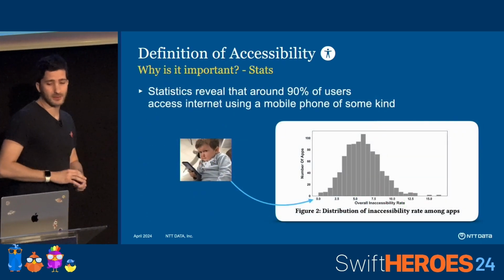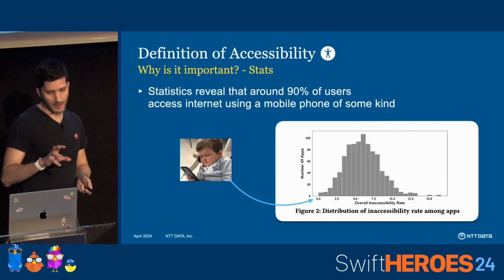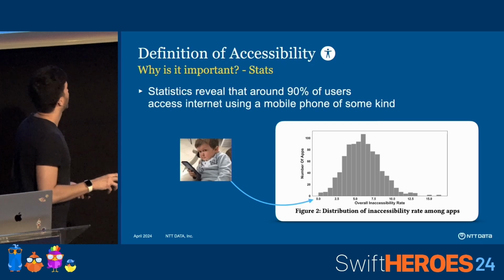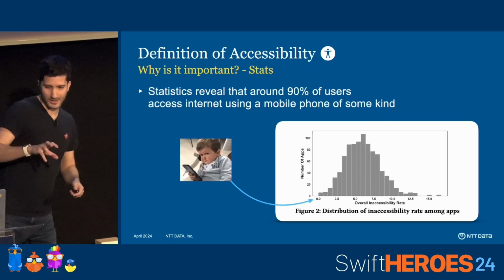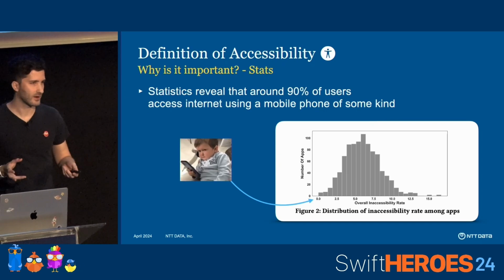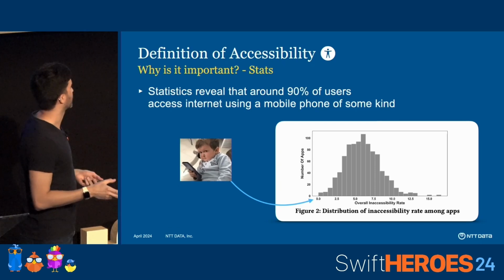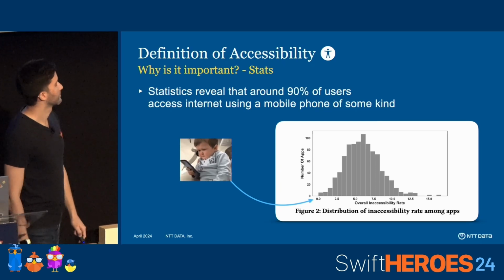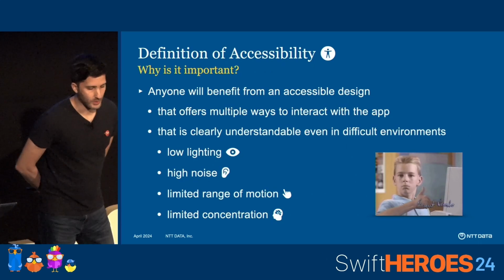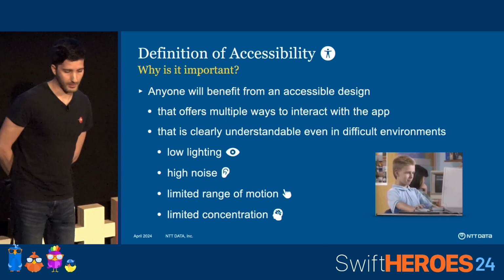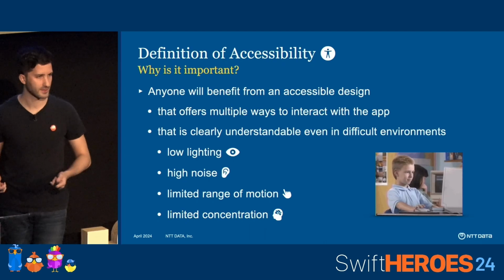Statistics reveal that around 19% of users access the internet using a mobile phone of some kind. There is a really big number of apps that are completely inaccessible, and that is what is making us not happy. But the majority of apps are in the middle of the graph, so they are a little bit accessible, but we really need to change this trend and go to the farthest right side of this chart. Because anyone will actually benefit from an accessible design which offers multiple ways to interact with the app, and that is clearly understandable even in difficult environments, like low lighting or high noise.